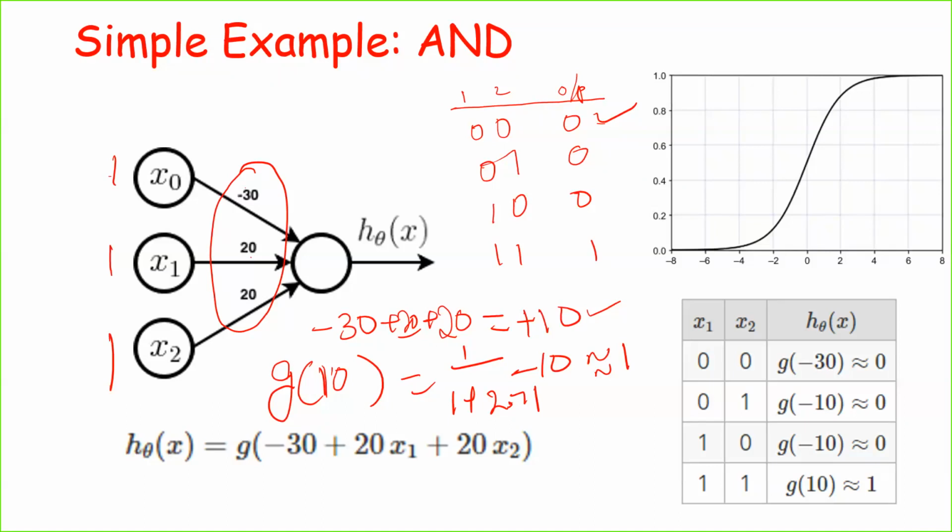Yes. Similarly, can you model the OR gate? Can you suggest some weights so that you get the OR gate output? What is the OR gate output? Only when both inputs are 0 is it 0. Otherwise, it is 1. Think of some weights so that you get 0 only for 0, 0, but otherwise 1.